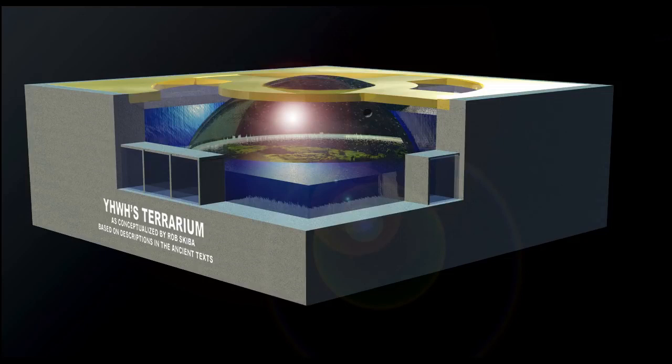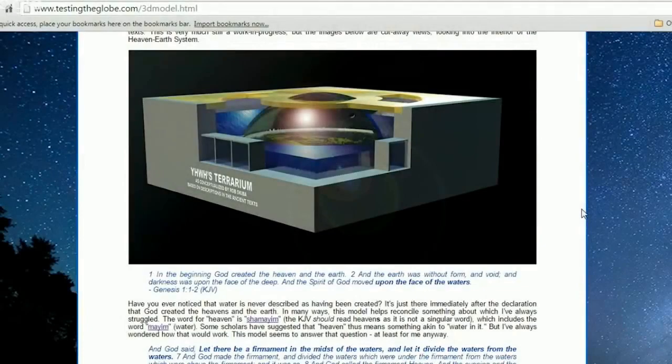In the beginning, God created the heaven and the earth. And the earth was without form and void, and darkness was upon the face of the deep, and the Spirit of God moved upon the face of the waters. Have you ever noticed that water is never described as having been created? It's just there immediately after the declaration that God created the heavens and the earth. In many ways, this model helps reconcile something about which I've always struggled.